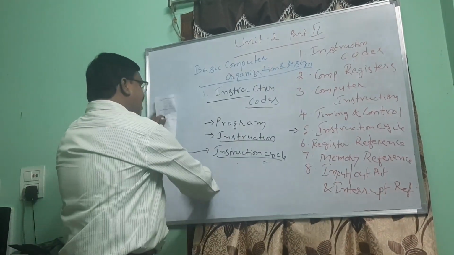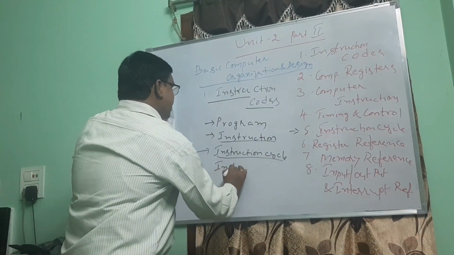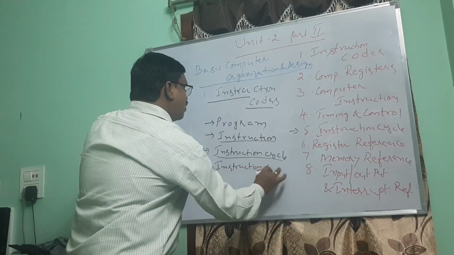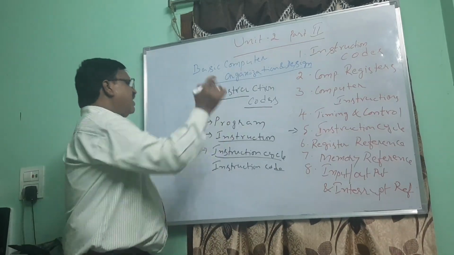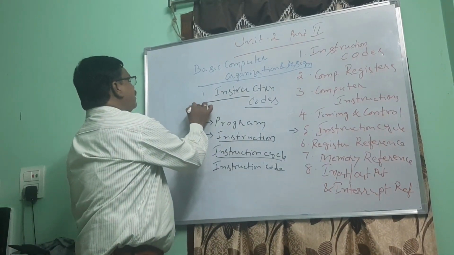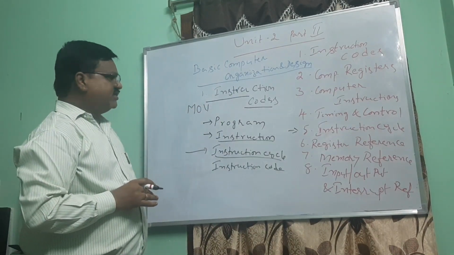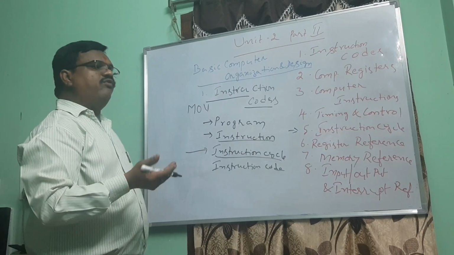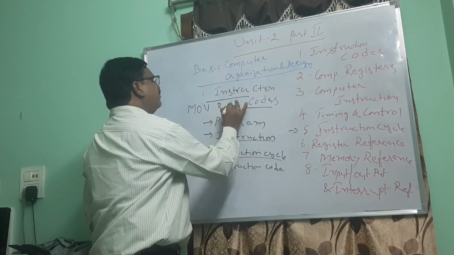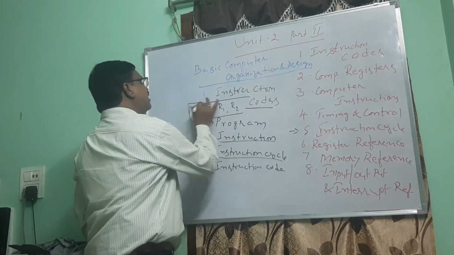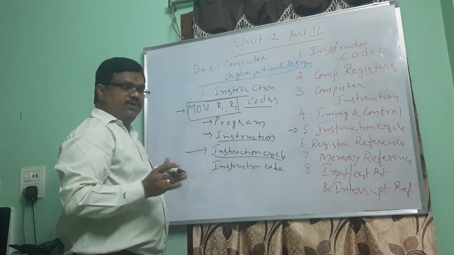Now, next, after you know what is an instruction cycle, what is an instruction code? For example, MOV, move. So move what? What are you going to move? You can write here R1 comma R2. You see, move R1 comma R2. This is an instruction. So the total is an instruction code.